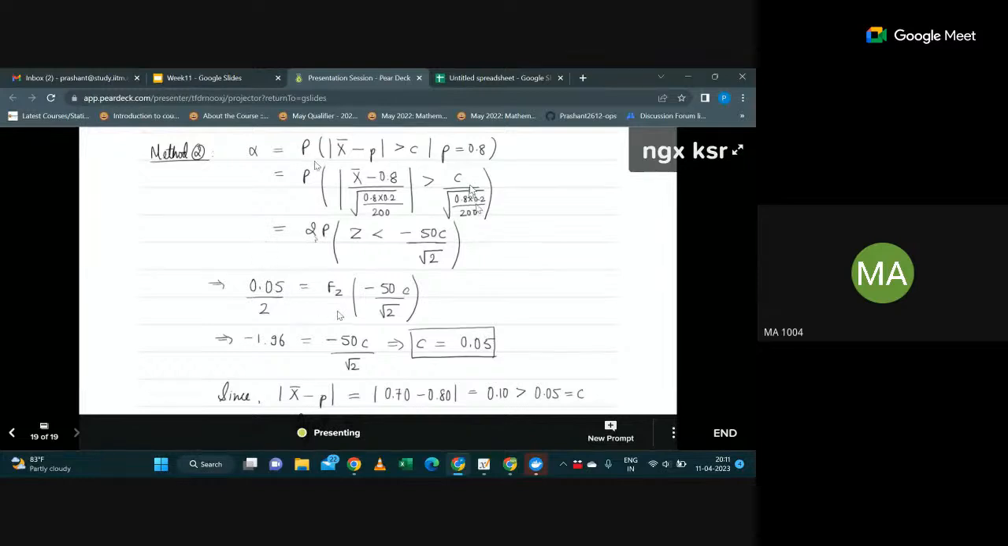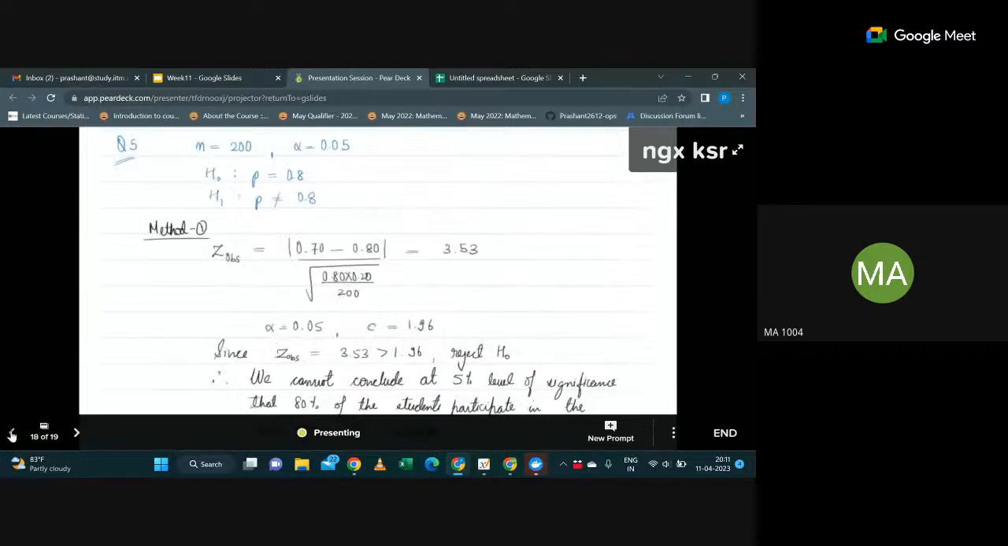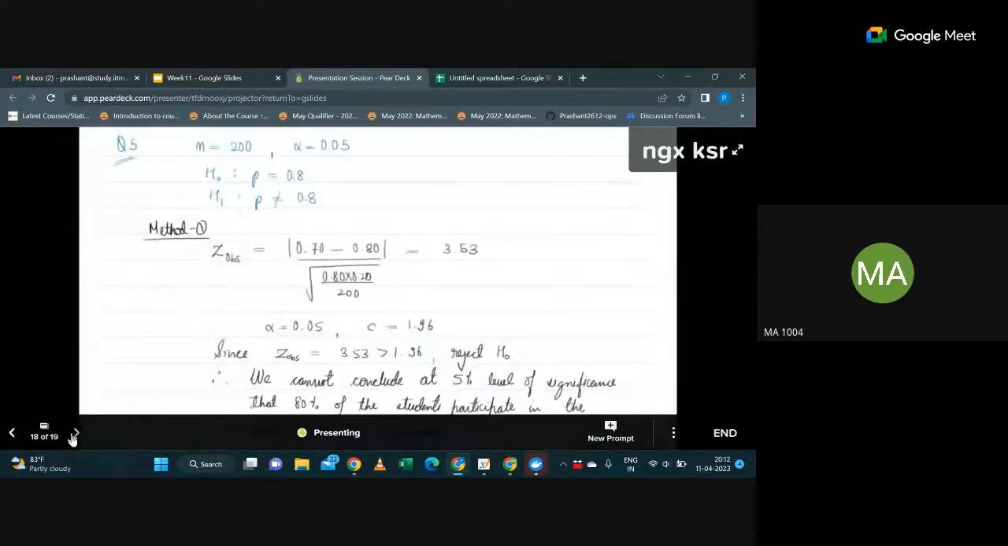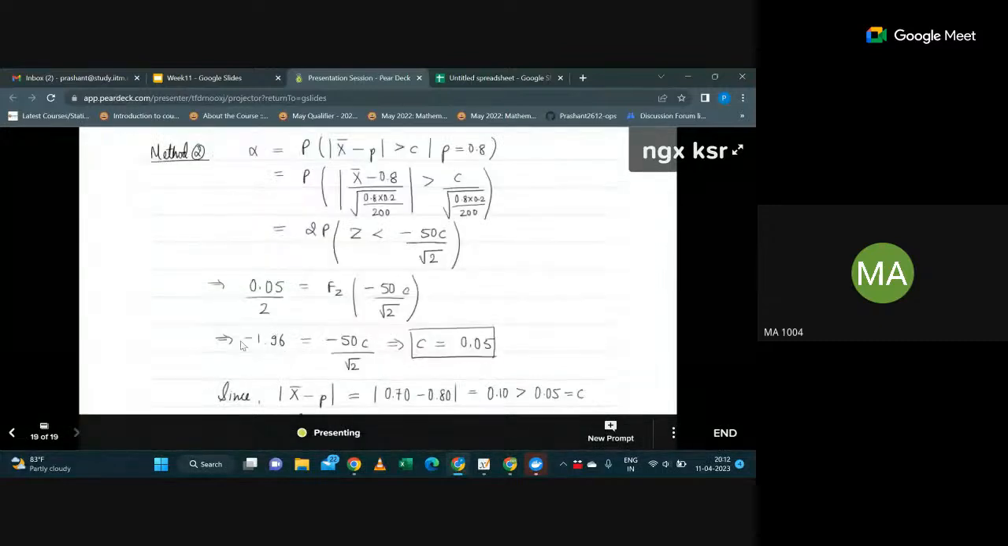Now I will get the F(Z) inverse of 0.025, correct? In the question you have given the value: F(Z) inverse of 0.025 is nothing but minus 1.96. So here I can substitute this value minus 1.96, correct? And it will be minus 50 c divided by square root of 2. Now I got c as 0.05.